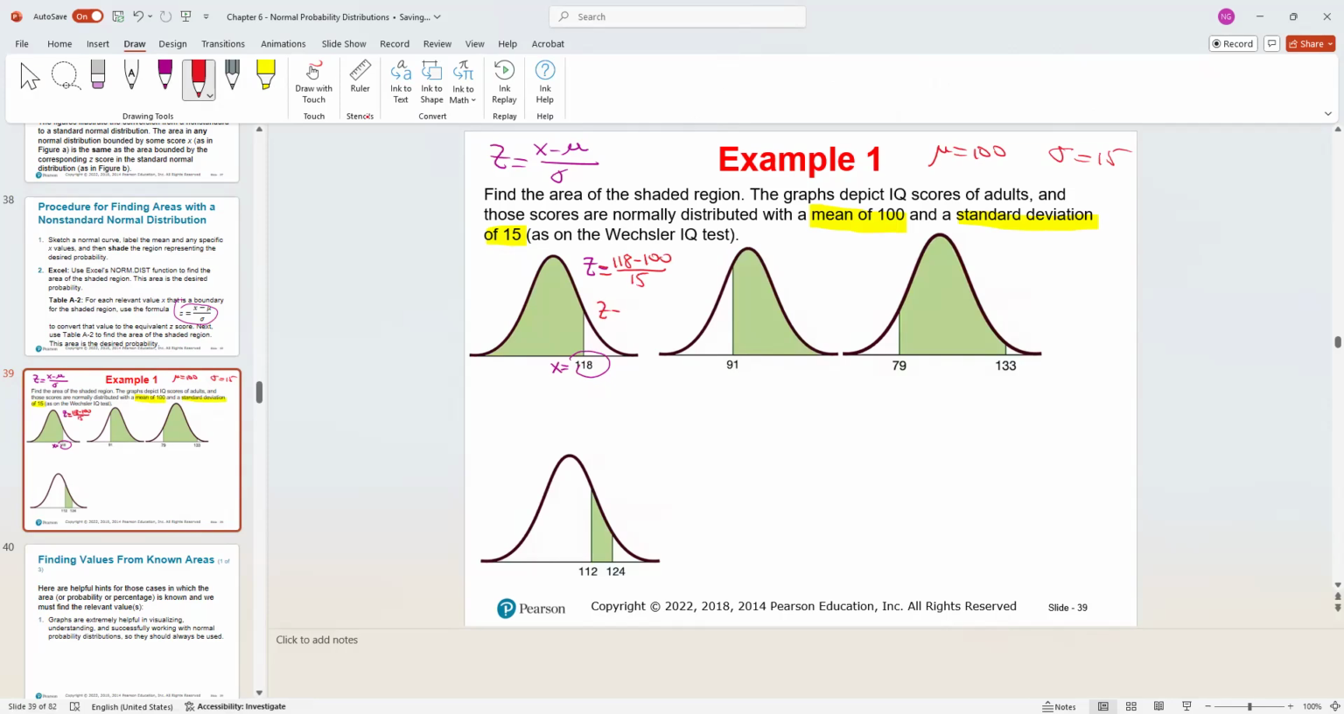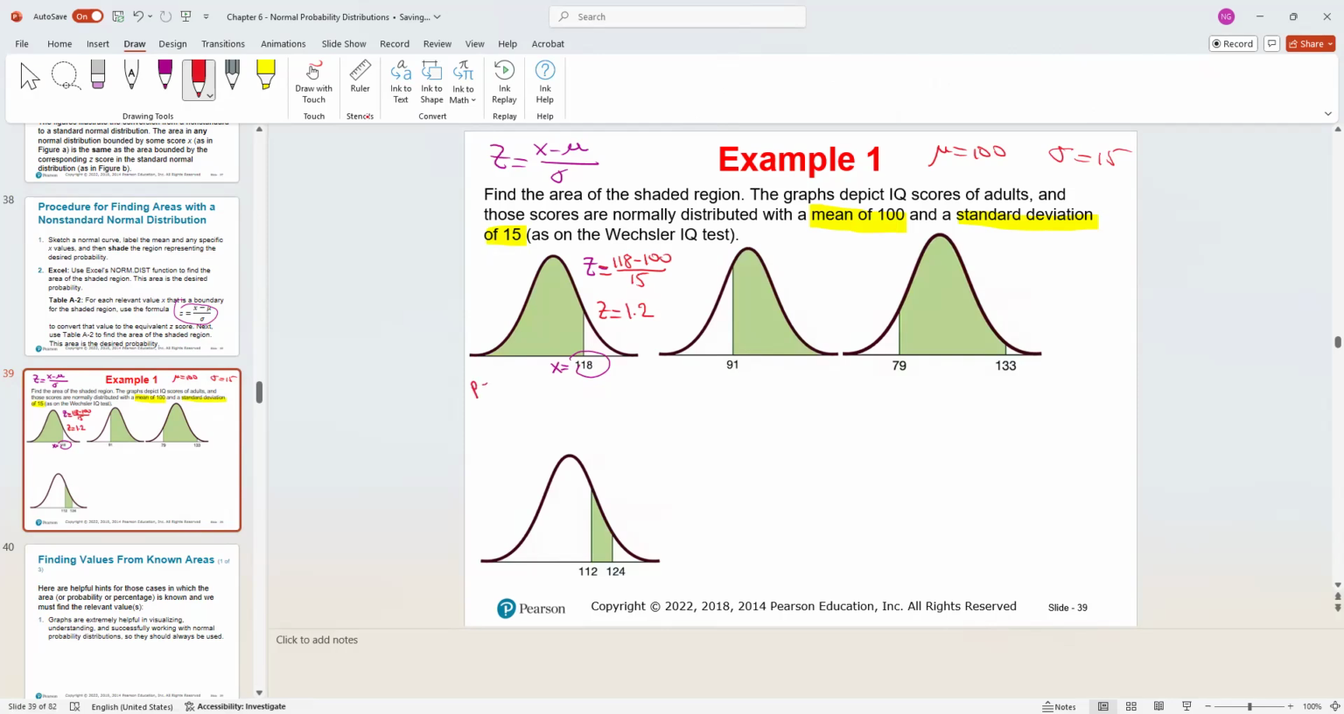Our goal is to convert any x to z. So 118 minus 100 over 15, and the answer is 1.2. Okay, 1.2. And look at this shaded area. Are we on the left or on the right? We are on the left.